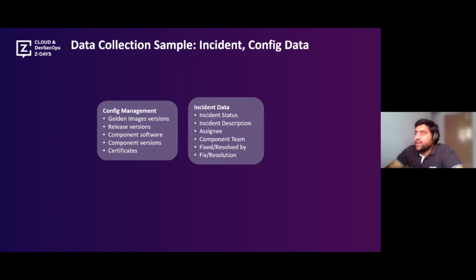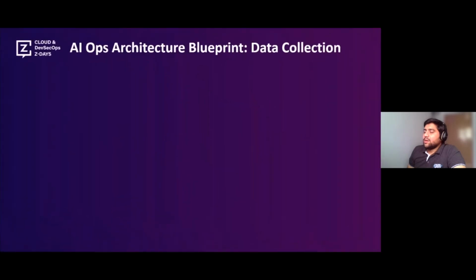And finally, we have incident data, which talks about the incident status, the incident description, the assignee and the component team, who fixed it if it is already fixed, and the resolution, and that kind of data. So this is a sample subset of data that can be collected from an application environment. Now we are going to talk about how this data will be utilized in AIOps and how it will be analyzed, the whole flow of it.